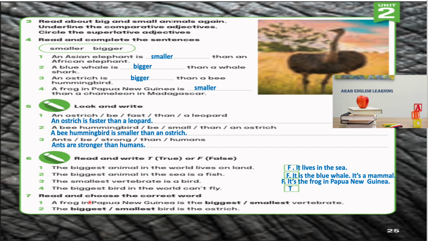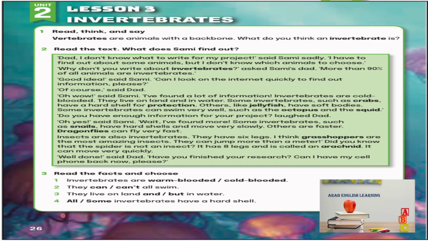Exercise 7. Read and choose the correct word. 1. A frog in Papua New Guinea is the biggest or smallest vertebrate. It's the smallest vertebrate. 2. The biggest or the smallest bird is the ostrich. It's the biggest. Page 26, Lesson 3, Invertebrates.